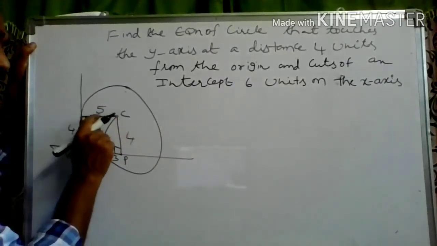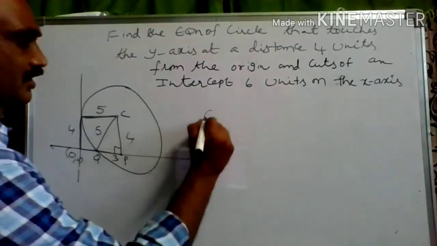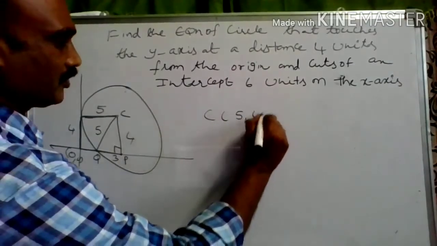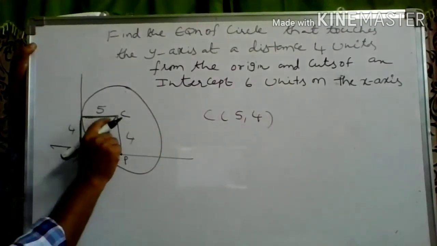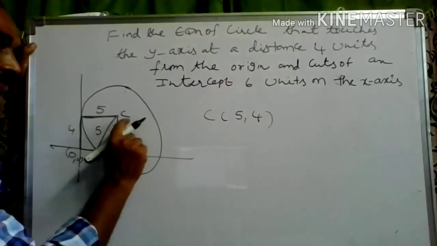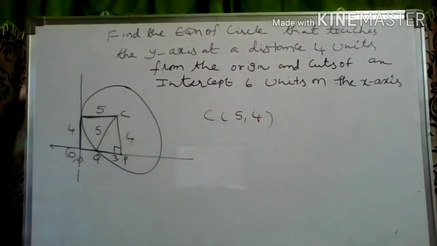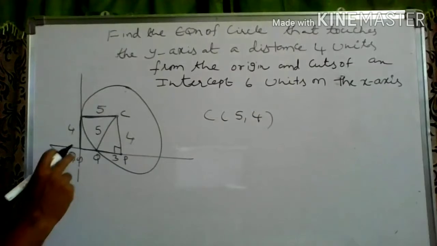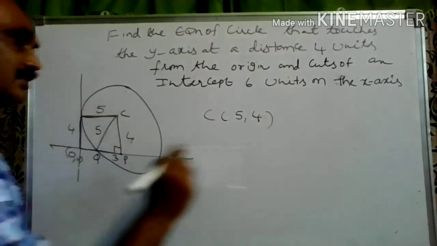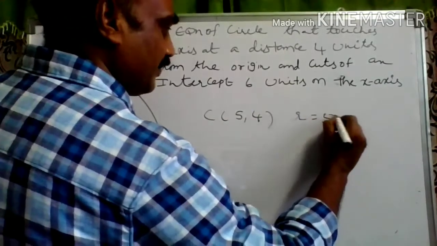Okay, students. X coordinate 5, Y coordinate 4. So center is 5 comma 4. What is radius, students? Radius is also 5.